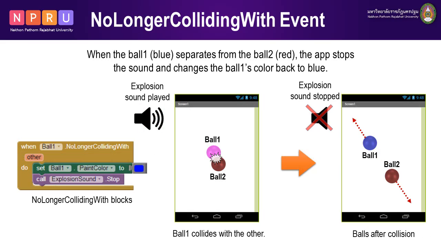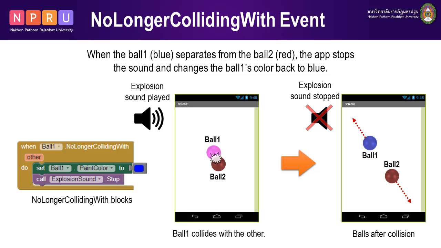In addition, what happens when ball 1 separates from ball 2? No longer colliding with provides the opposite event of collided with. It is triggered only when two objects have come together and then separated. So, for our game, we might include the blocks depicted in the figure on the left. In this case, the app changes the ball 1 color back to blue and stops the sound.